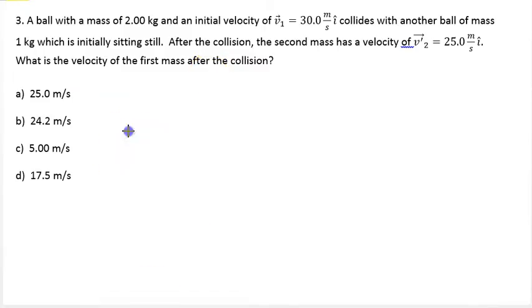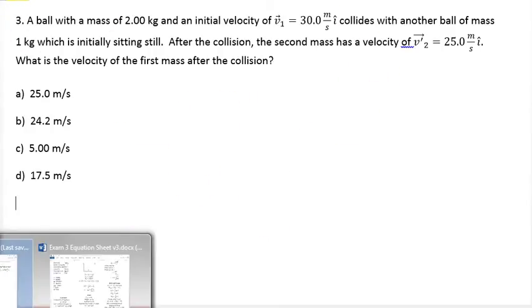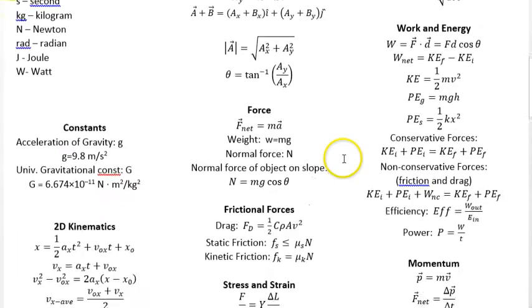So here's the situation. We've got something coming in. It's going to whack into something else. After it whacks into it, the something else is going off at 25 meters per second, and the ball that came in and hit is heading off at some rate, but we don't know what that is. So from the problem statement, you immediately know this is conservation of momentum.